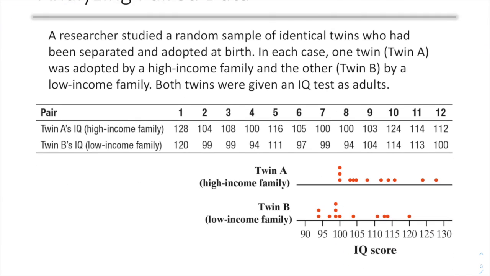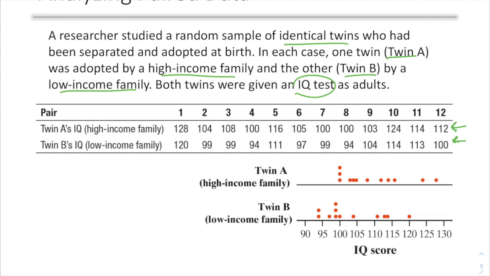So here a researcher studied a random sample of identical twins who had been separated and adopted at birth. Twin A was adopted by a high-income family, twin B, low-income family, and they have IQ tests. So we're looking at the difference of IQ scores. So here's the 12 pairs and twin A's IQ versus twin B's IQ, and then you have a dot plot.